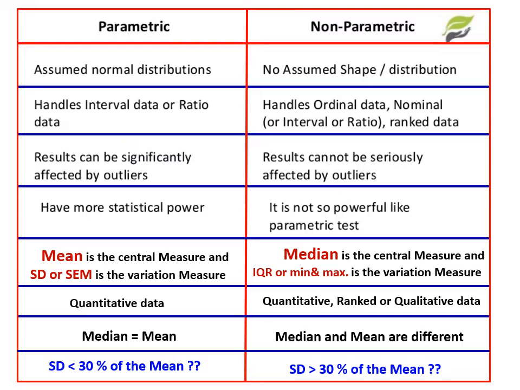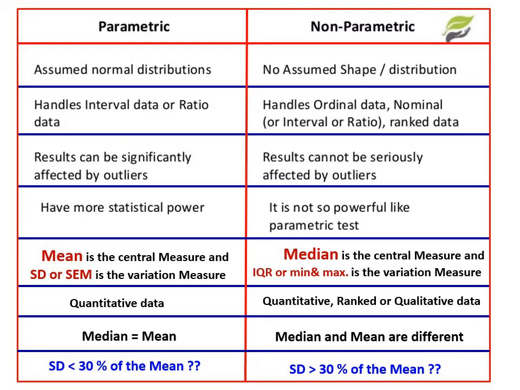Parametric data results can be significantly affected by outliers. And we should do test for outliers when our data is parametric, while in non-parametric data, it is not affected by outliers. Of course, parametric is more statistically powerful. It is a quantitative data, while non-parametric is lower powerful or not so powerful as parametric, because it may be quantitative or ranked or qualitative data.